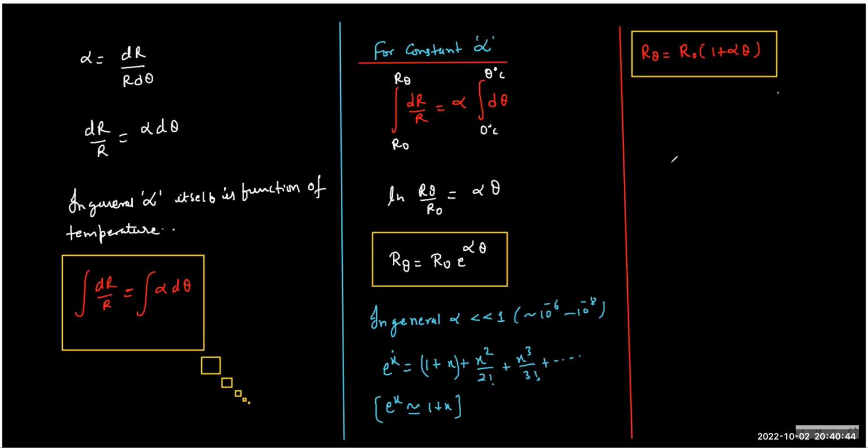Now, I will not do it for resistivity. You can just do it in a similar fashion. For resistivity, the alpha is d rho by rho, the fractional change in rho per unit change in temperature, and everything else is the same.